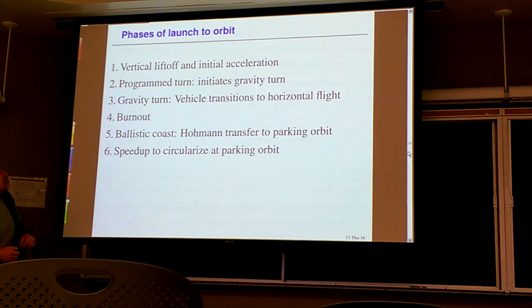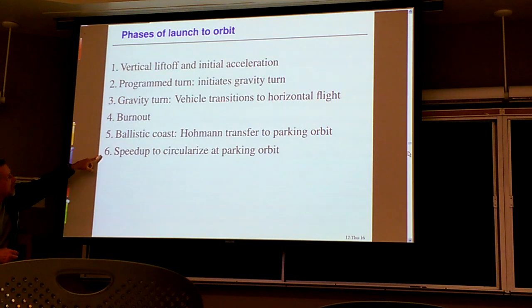So this is what we have. Our initial everything is vertical, and then we initiate our gravity turn, that's the program turn, and then during the gravity turn, we transition to horizontal flight, and that's the equation that I'll show you in a minute. And then burnout, well, that's not a phase exactly, that's just a moment. And so burnout separates 3 from 5. And then this is while we're coasting up to the parking orbit. And then finally, we have the speed up to circularize at the parking orbit.